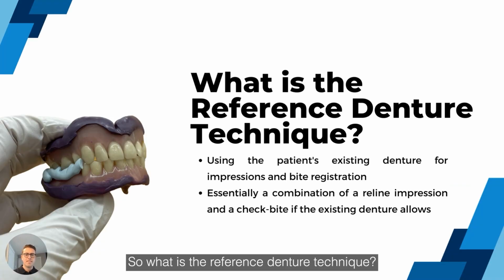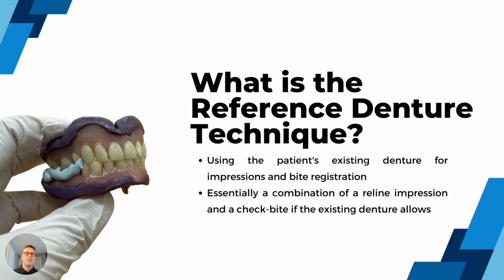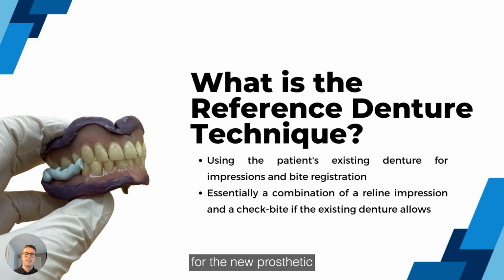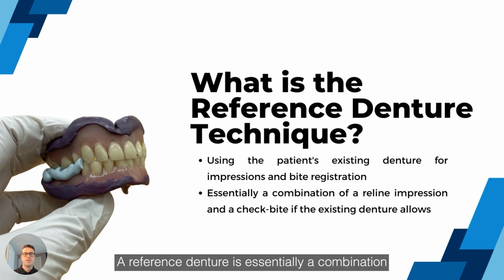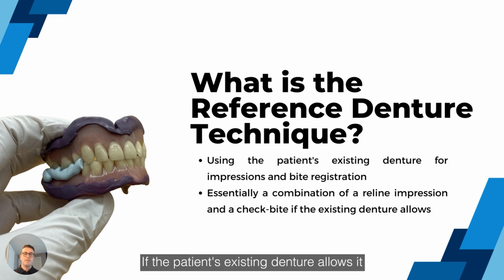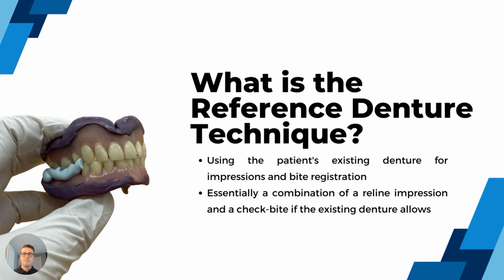So what is the reference denture technique? It's pretty much exactly what it sounds like. You're going to use the patient's existing denture as a reference, or kind of as a benchmark point for the new prosthetic. A reference denture is essentially a combination of a reline impression and a check bite. Now, it's only that simple if the patient's existing denture allows it.